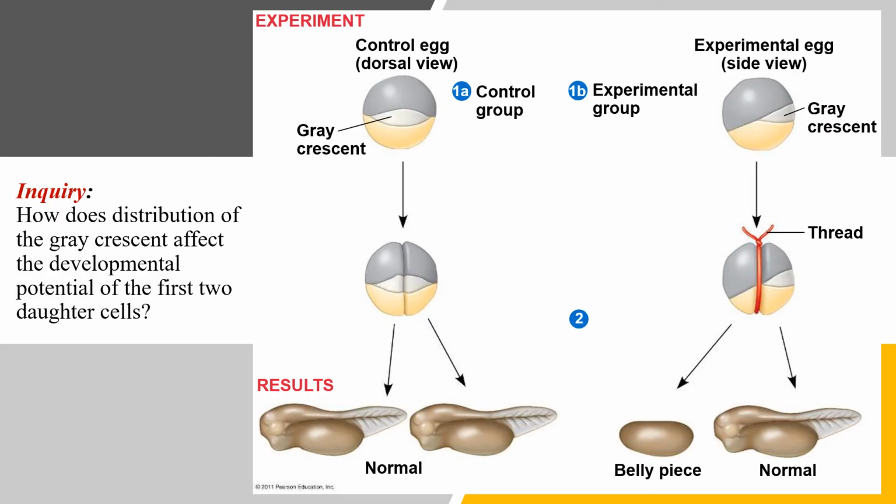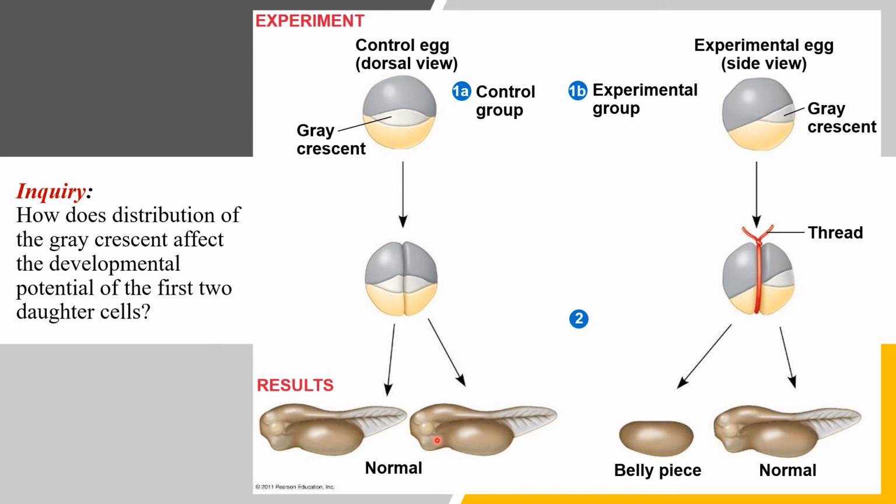So this experiment asks: how does the distribution of the gray crescent affect the developmental potential of the first two daughter cells? In here we have a control group. When you say control group, this is the normal development. As you see, after the development of the gray crescent and then of course the cleavage, it will eventually form into two normal larvae.